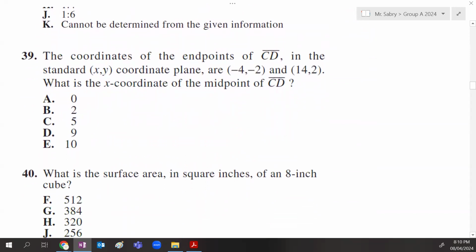The coordinates of the endpoints of CD in the standard XY coordinate plane are this and that. What is the X coordinate of the midpoint? When I'm getting the midpoint between any two things, I add them and I divide them by 2. And because they need the midpoint of the X coordinates, I'll add the X coordinates and divide by 2. Negative 4 plus 14 over 2. That's 10 over 2, and that's 5. The answer is C.